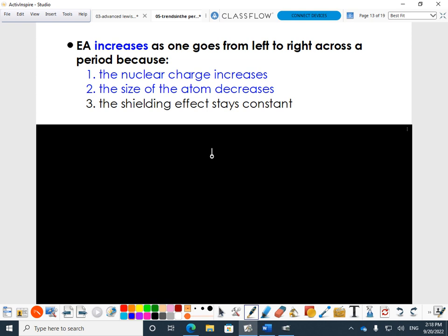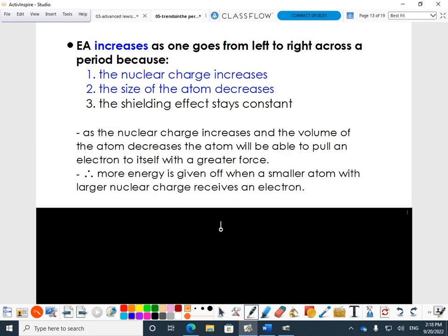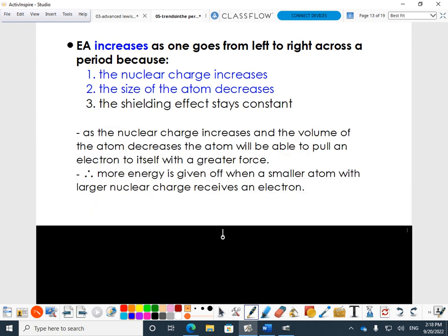And we're going to extensively use a table on the back, which is electronegativity, and it actually just gets rid of noble gases. It doesn't even have a column for them. For that reason, because this has to do with reacting. So as the nuclear charge increases, the size of the atom decreases. The atom will be able to pull electrons in. They are more attractive. So more energy is given off when a smaller atom with larger nuclear charge receives an electron.